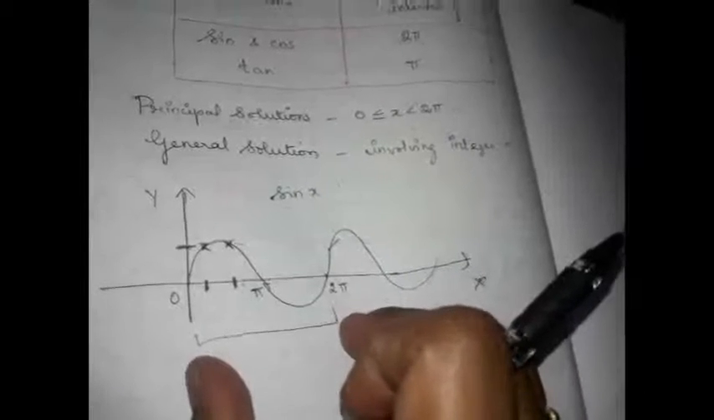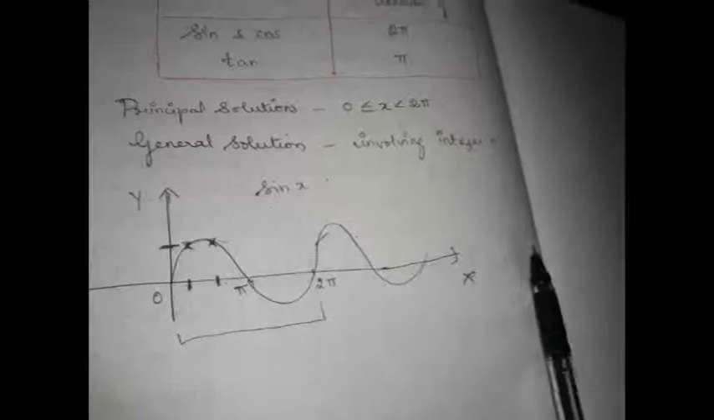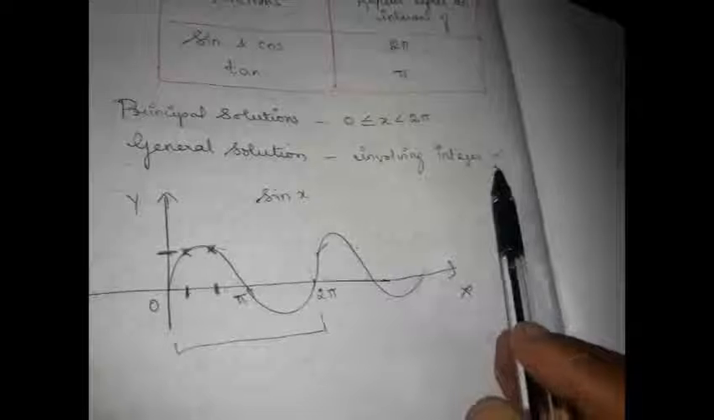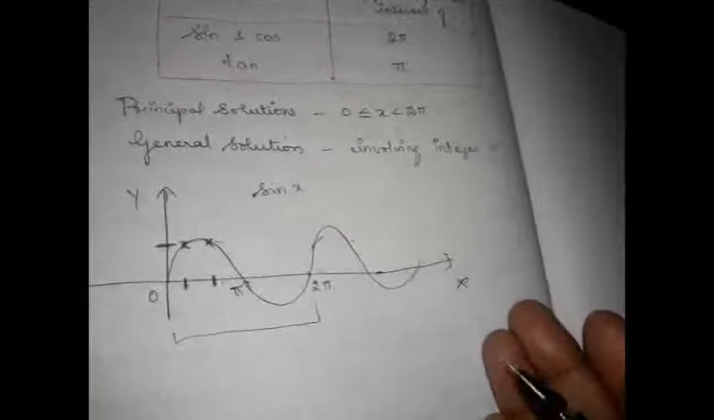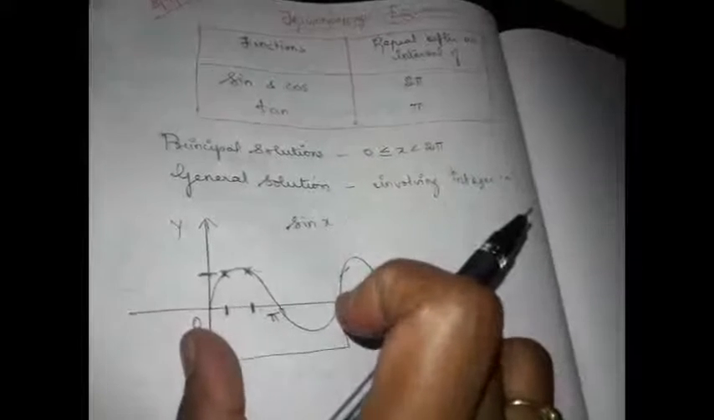So that's why we restrict the solution of x between 0 and 2 pi as the principal solution, and the remaining solutions we call the general solution. So the general solution we write in terms of n, because anyhow it is going to repeat. We generalize it by expressing the solution in terms of n, and we call it the general solution. Hope you understood. The principal solution is the value of x between 0 and 2 pi.